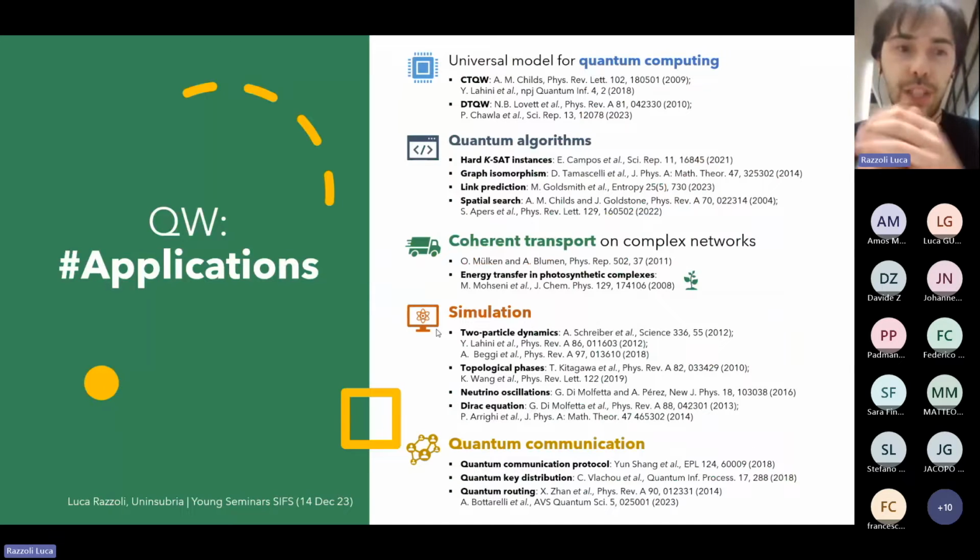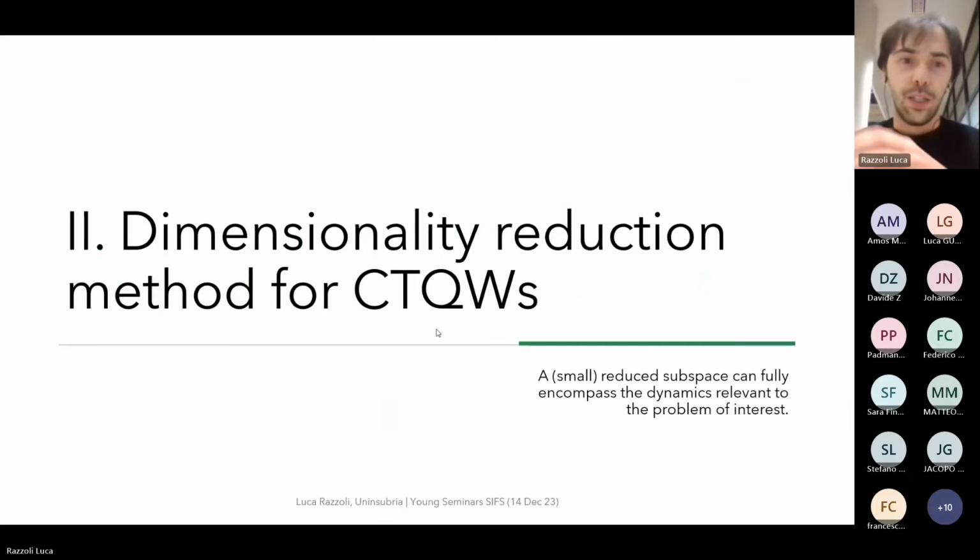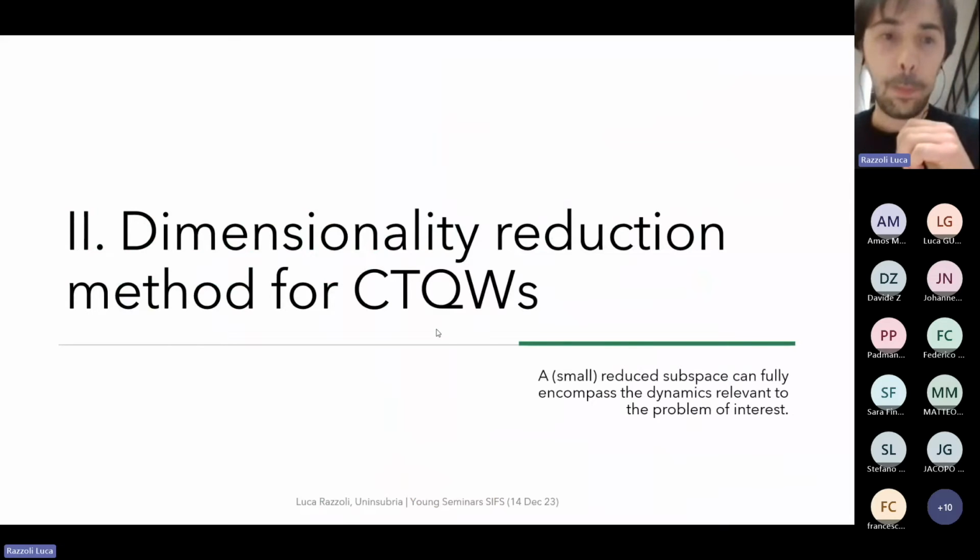Quantum walks have several applications ranging from quantum computing and quantum algorithms to the modeling and simulation of other physical phenomena, including coherent transport on networks. So now we move to the dimensionality reduction method for continuous time quantum walks on graphs.